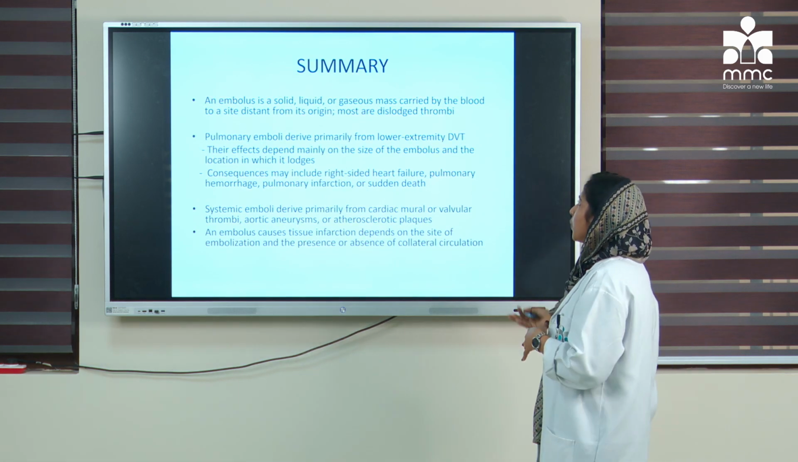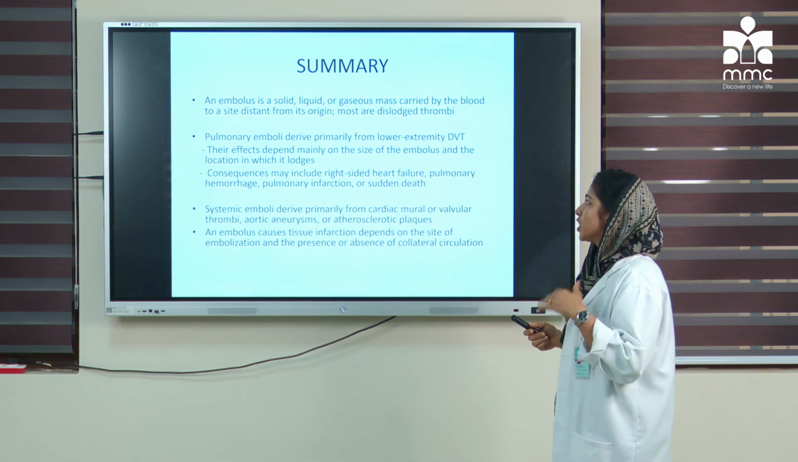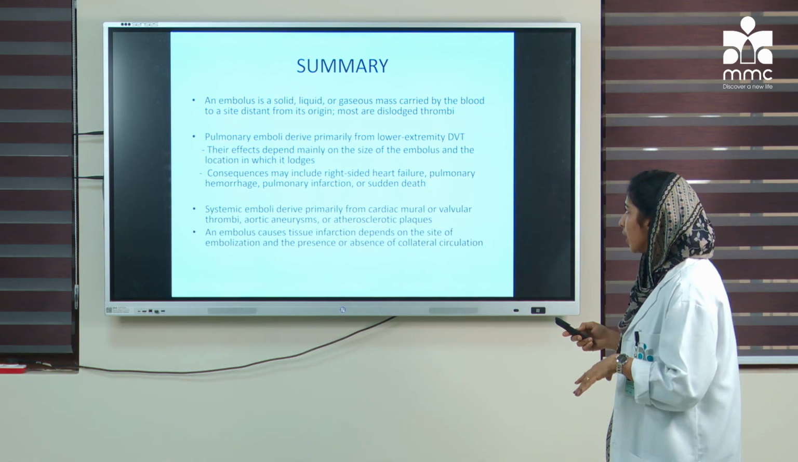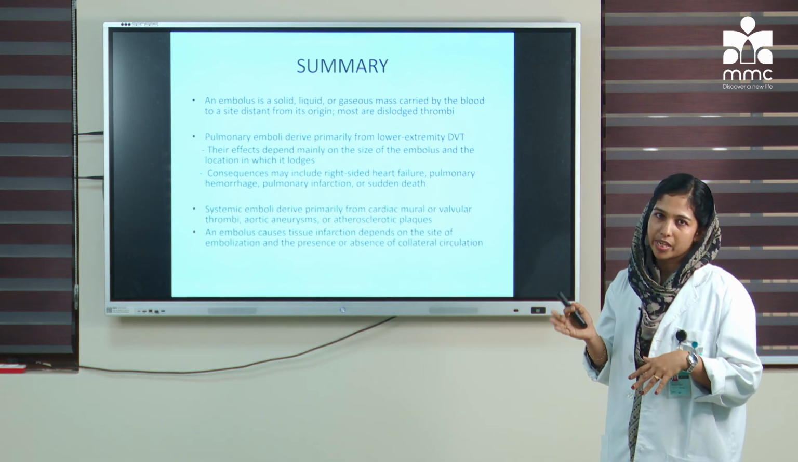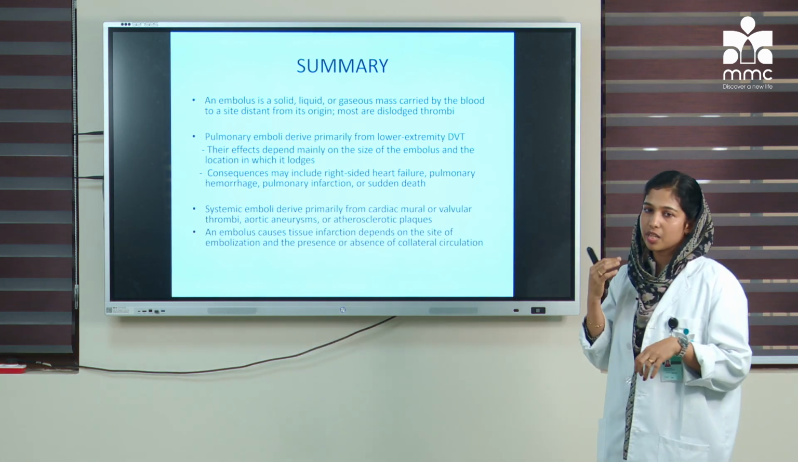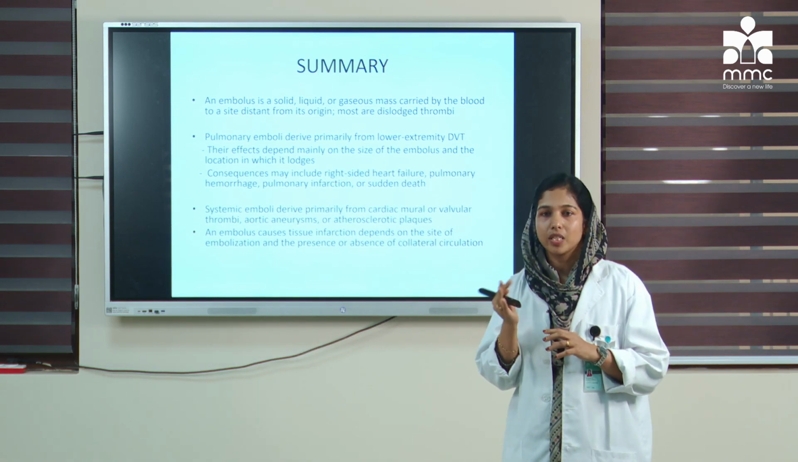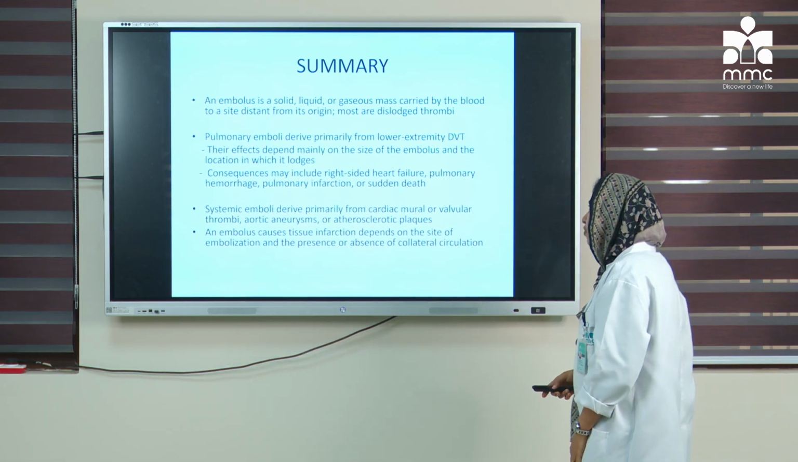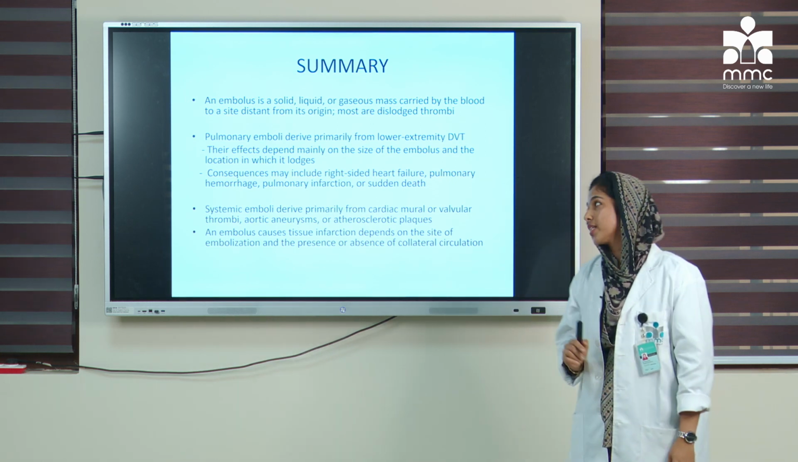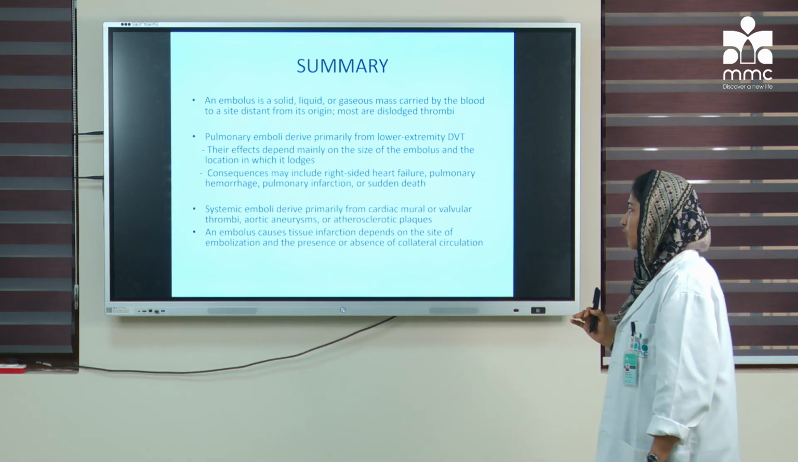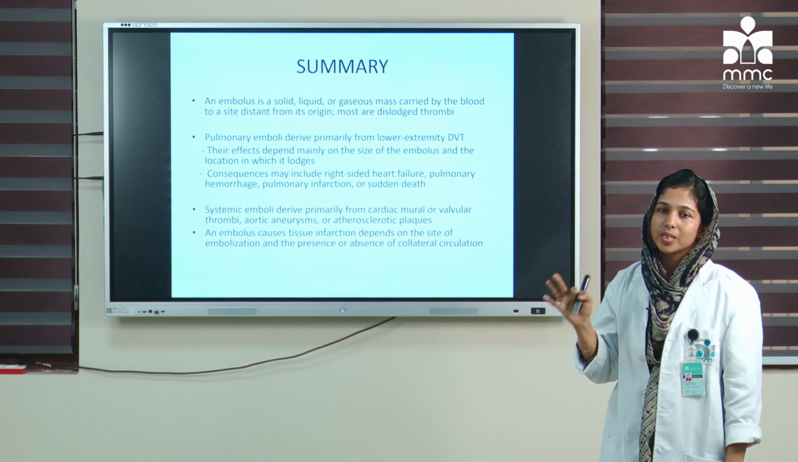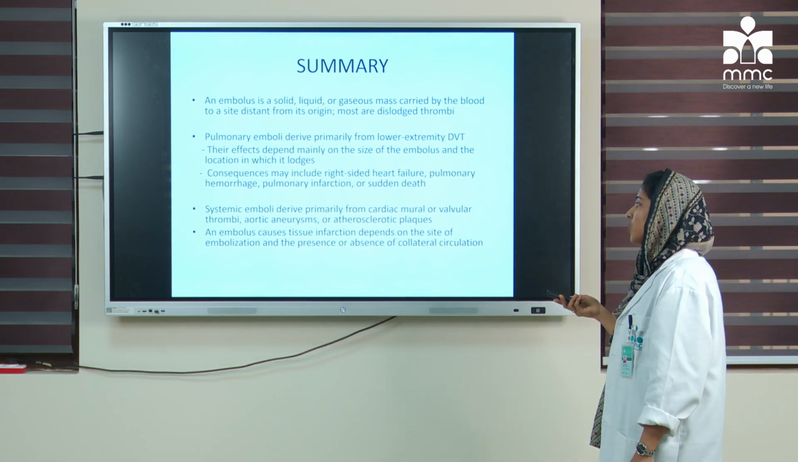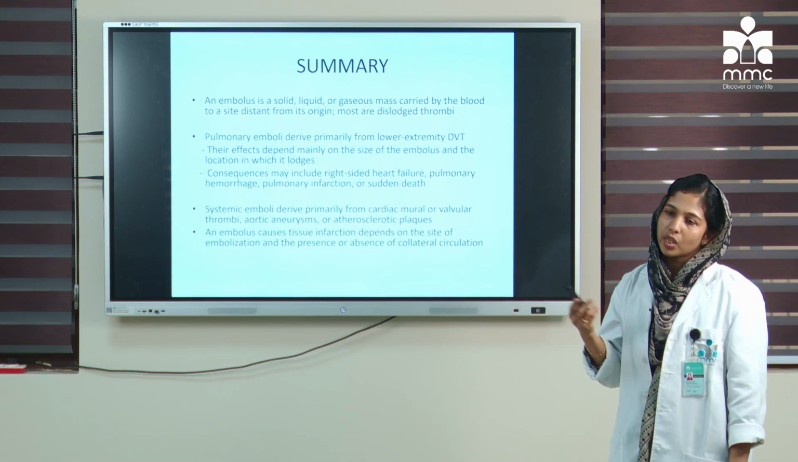So, embolus is a solid, liquid or gaseous mass carried by the blood to a site distant from its origin, mostly dislodged thrombi. Okay, it can be pulmonary emboli or systemic emboli, and pulmonary emboli arise from lower extremity DVT, and the effects are mainly based on its size and which vessel it is occluding, and its consequences can be right sided heart failure, pulmonary hemorrhage, pulmonary infarction or sudden death. Systemic emboli arise mainly from cardiac mural or valvular thrombi, aortic aneurysm, atherosclerotic plaque, all these can be the sources for systemic emboli. Okay, and these emboli can cause infarction or ischemic type of coagulative necrosis to the organ affected.